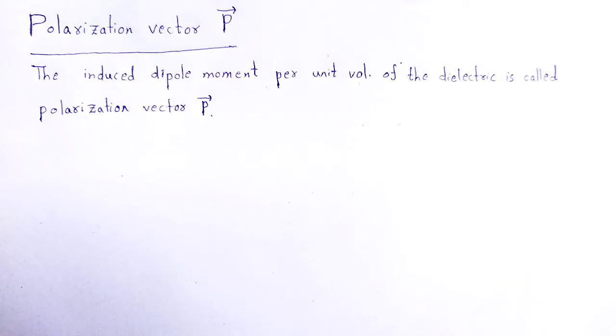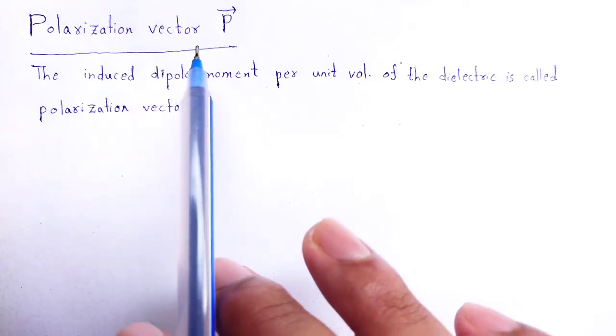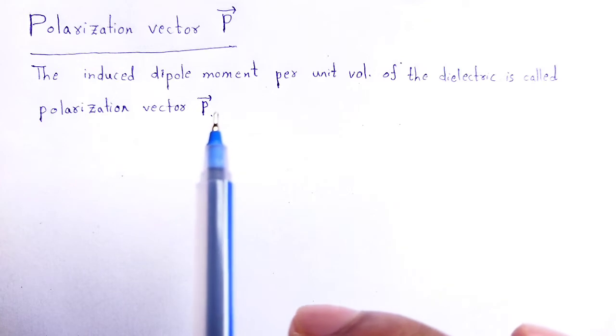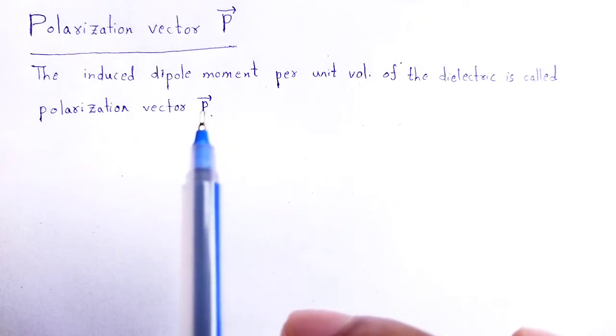In this video, we are going to discuss polarization vector, susceptibility, dielectric constant, and the relation between susceptibility and dielectric constant. Let's begin. Polarization vector P. In the previous video lecture, we discussed the phenomenon of polarization.